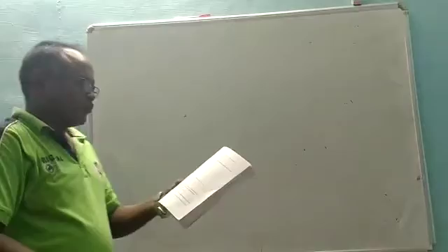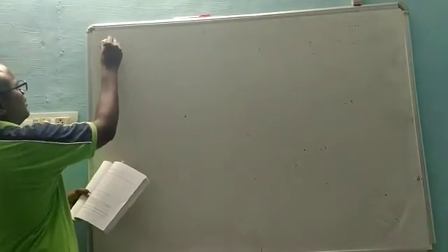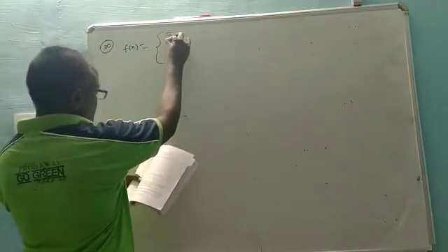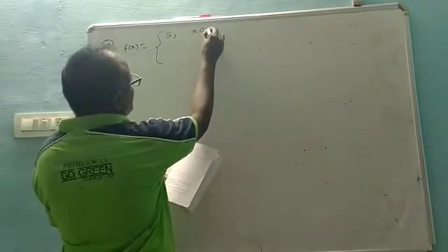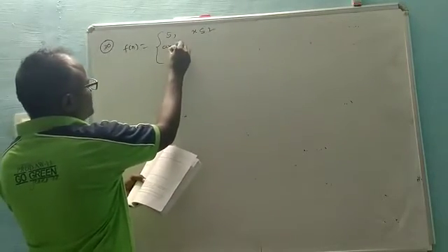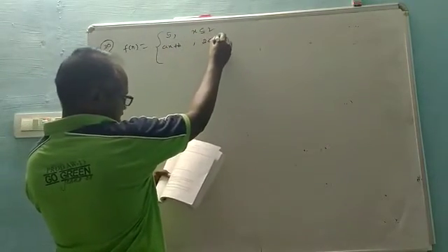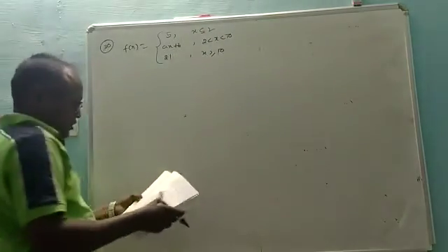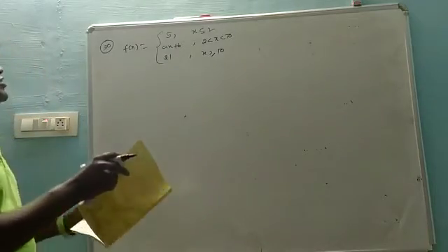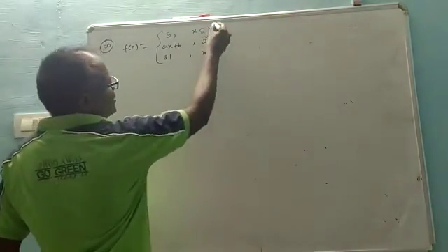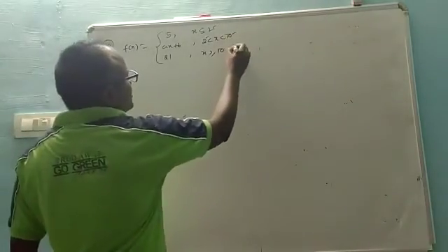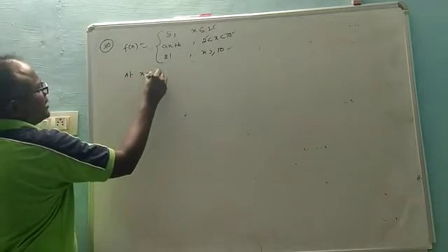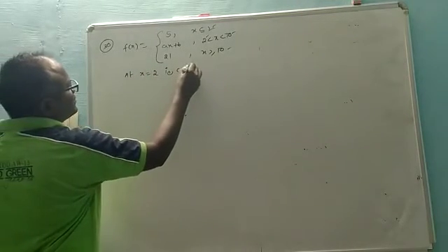Question number 30: f of x is equal to 5 if x is less than or equal to 2, ax plus b for 2 less than x less than 10, and next 21 for x greater than or equal to 10. It is a continuous function. Continuous means here 2 is common; at x is equal to 2 it is continuous, and 10 also is continuous.